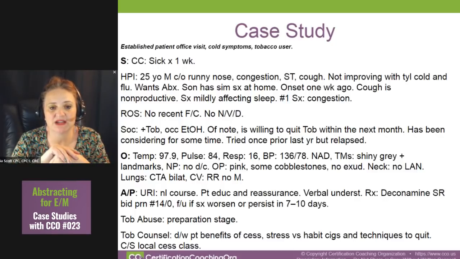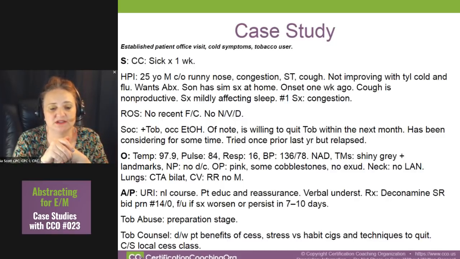Social, they're positive for tobacco use. Occasional alcohol, willing to quit tobacco within the next month, has been considering for some time, tried once prior last year, but relapsed. Okay, so in other words, we know that some counseling is going to go on here, because the patient wants to try to stop smoking and understands that smoking exacerbates all this stuff.